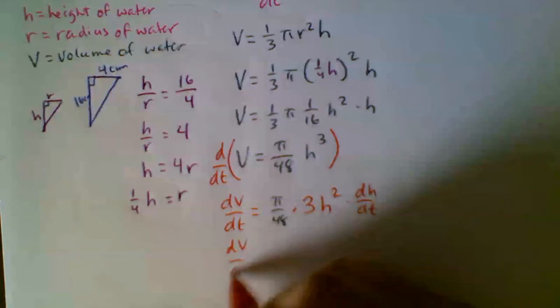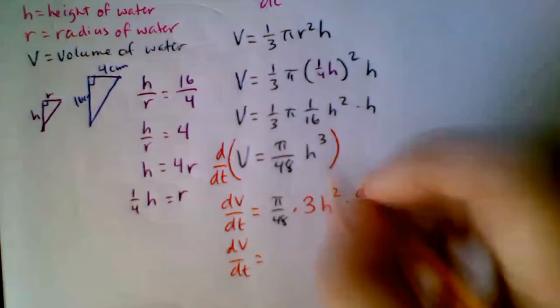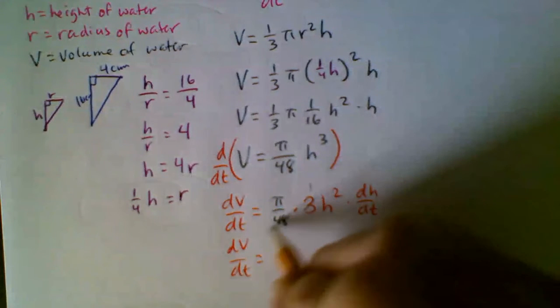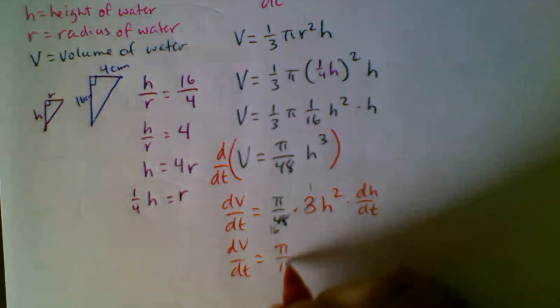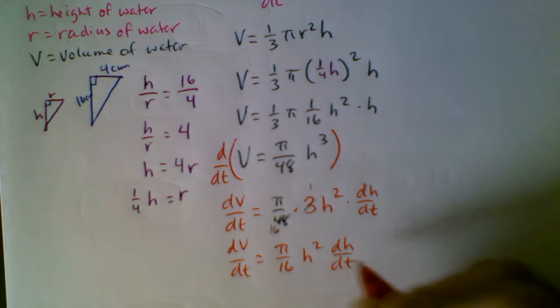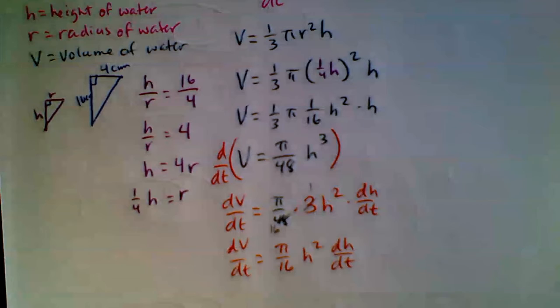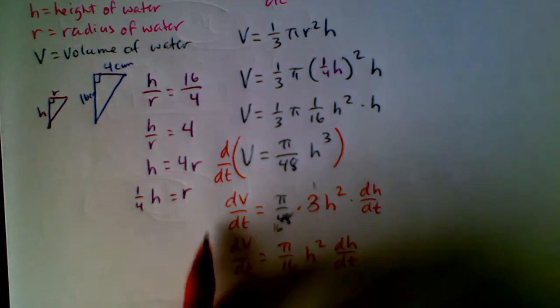Let's say dV over dt equals, and then the 3 and the 48, we know from before, 3 becomes 1, 48 becomes 16. So we can write our derivative as pi over 16 h squared dh over dt. And that's the main equation we'll be working with.